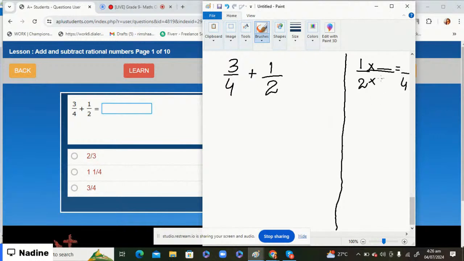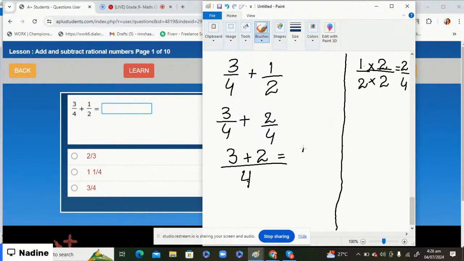So which number? 2 times 2 is 4. Multiply and divide with the same. 2 times 1 is 2. So here it's 3 by 4 and here it's 2 by 4. So only one 4 we're going to put here. It's 3 plus 2. What is the answer? That is 5 over 4.